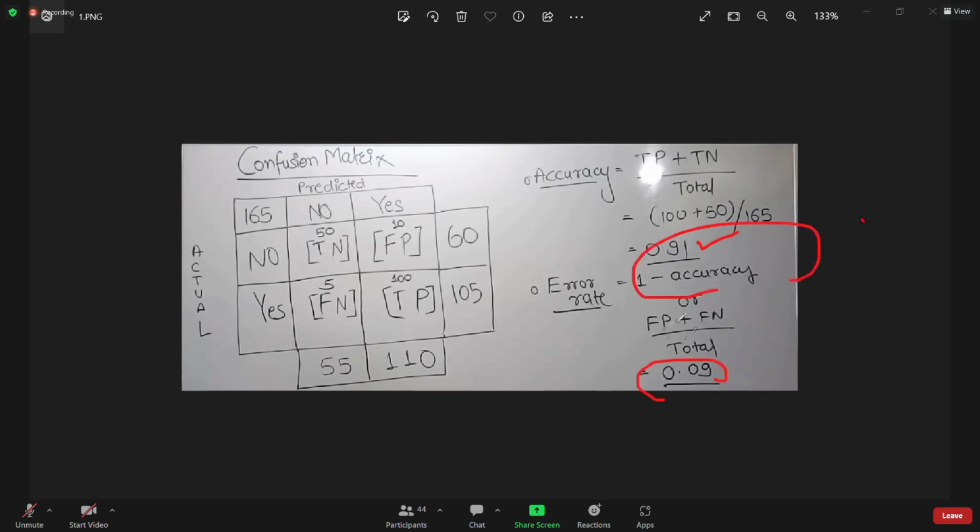Or the other formula, FP plus FN divided by total. This is the error rate, guys. What we call error rate: 10 plus 5 divided by 165, 15 by 165, which is about 0.09. Do you see, every time we want to minimize the FP plus FN?